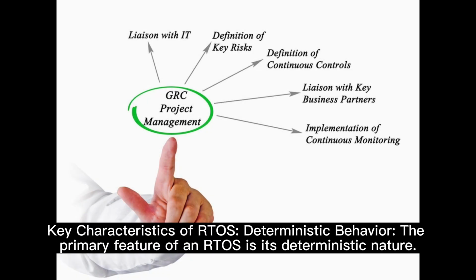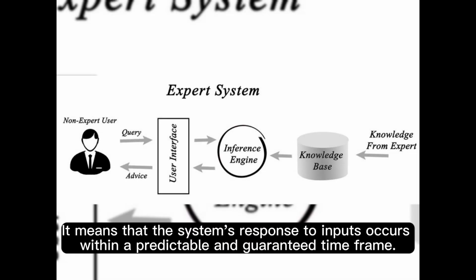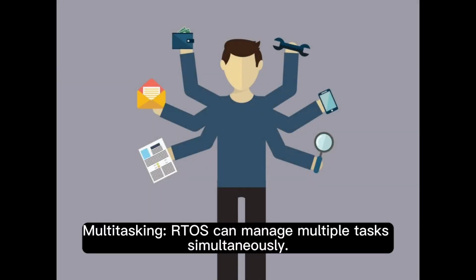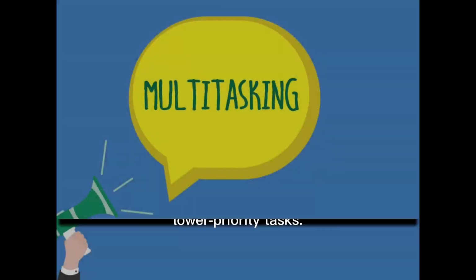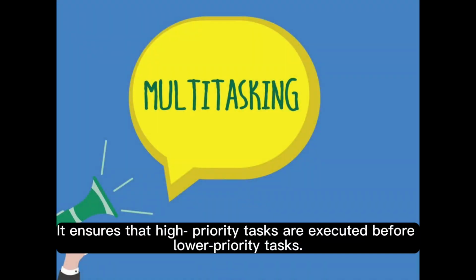Key characteristics of RTOS: deterministic behavior. The primary feature of an RTOS is its deterministic nature. It means that the system's response to inputs occurs within a predictable and guaranteed time frame. Multitasking: RTOS can manage multiple tasks simultaneously. It ensures that high-priority tasks are executed before lower-priority tasks.